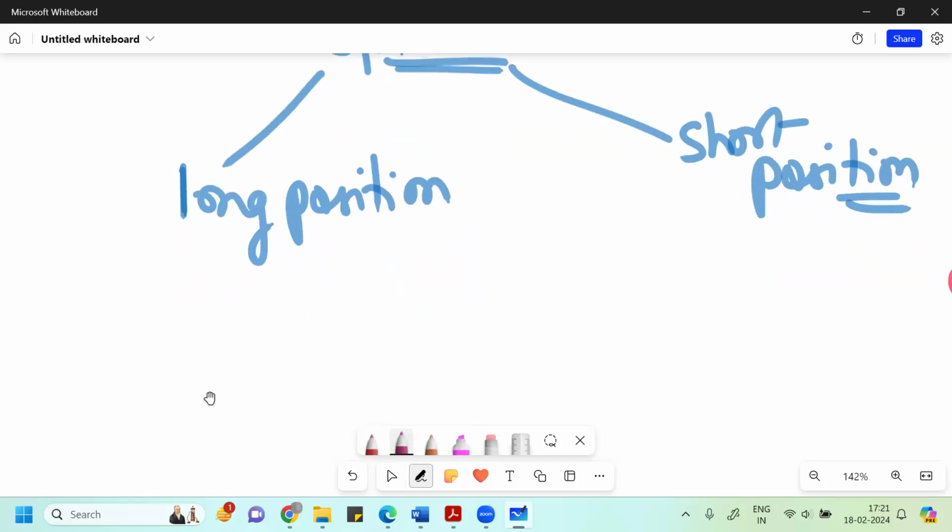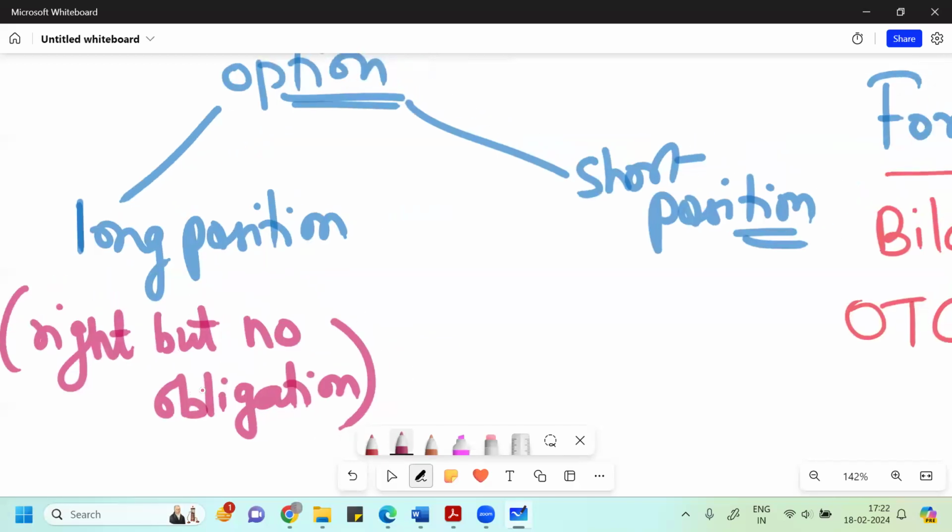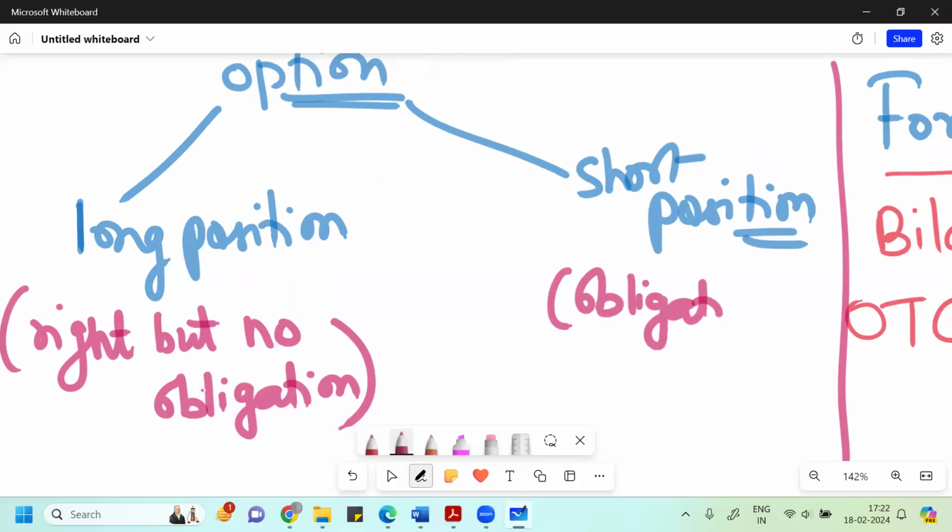So the person who is the long position holder has the right but no obligation to follow the contract in the future. Please understand, in the case of a future contract, or if you buy any contract or sell any contract, in every scenario you have an obligation to fulfill. But the person who takes a long position in an option does not have any obligation. He has the right but no obligation to follow the contract in the future, while the person who takes the short position has the obligation to follow the contract in the future.